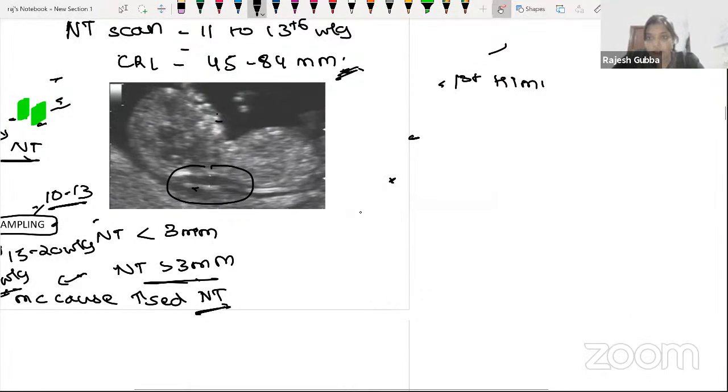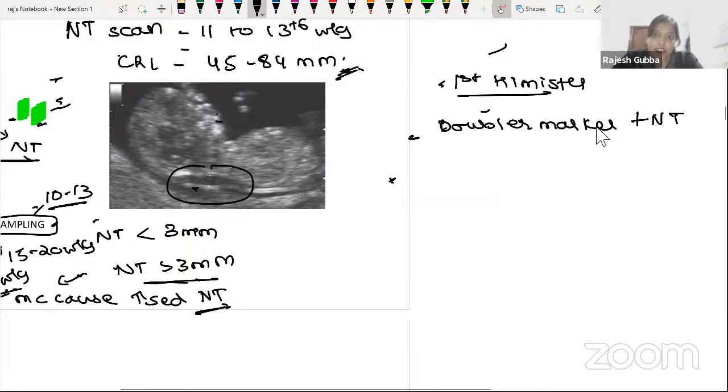First trimester, it is double marker plus NT. Excellent. So that is the combined screening method. In the second trimester, which is the preferable way of screening for aneuploidy? Second trimester best is quadruple.